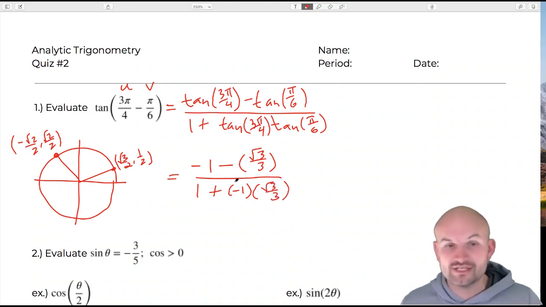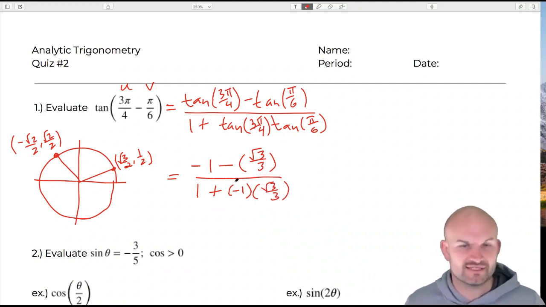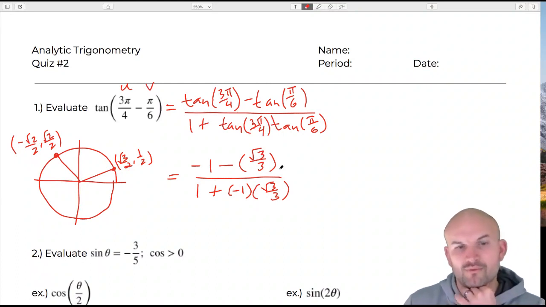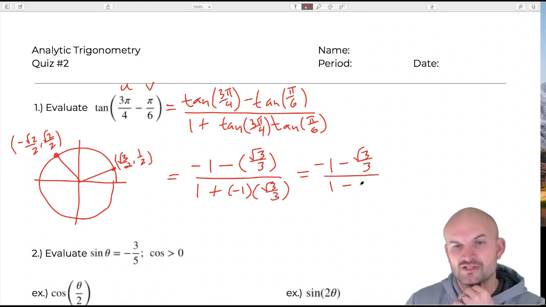Now the next portion is really simplifying this. The first round I like to do is just multiply everything by 3. Actually, let's make it right like this. So we have -1 minus the square root of 3 over 3, and technically then 1 minus the square root of 3 over 3.